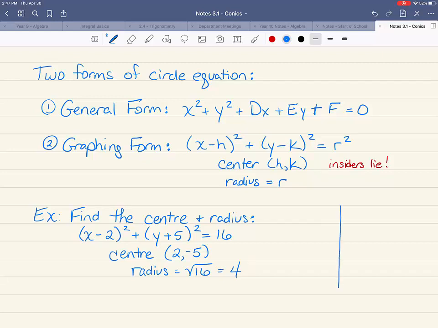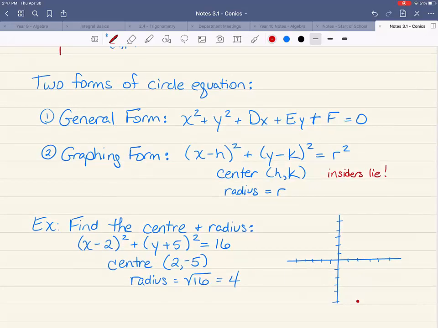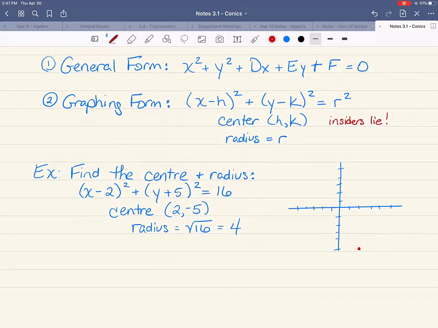So if you were to graph this, just to show you real quickly what this would look like. You would go to 2 and negative 5 on your graph, put a dot right there, and then you would go 4 in each direction, 4 up. My graph doesn't go down far enough. Let me go modify that. You would go 4 down, 4 to the right, 4 to the left.